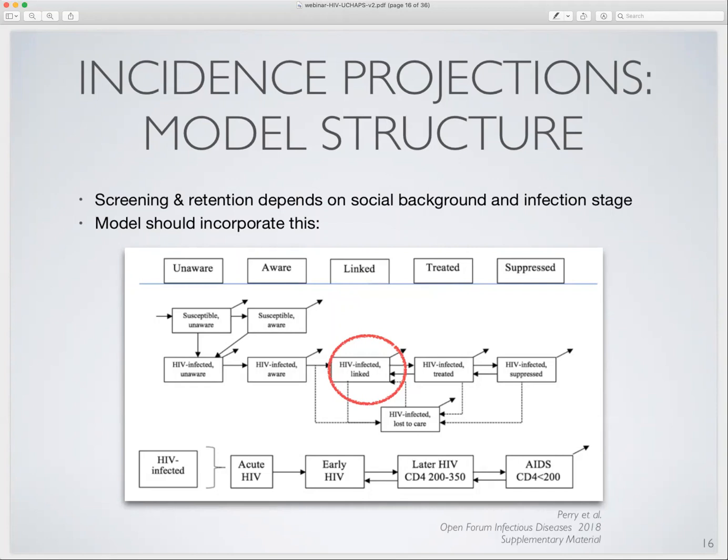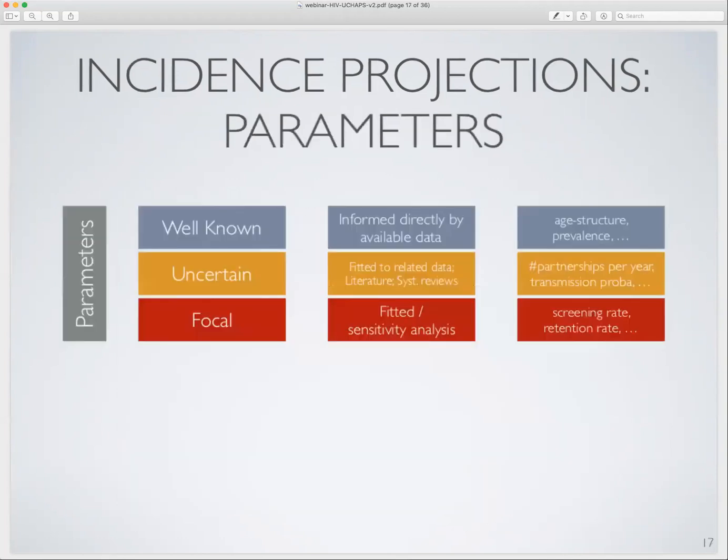and informing many parameters for a model is something that we have to deal with when we model epidemics. And so you can categorize model parameters in three broad types. You have what I would call the well-known parameters. So, for example, the age structure of the population. Okay, that's something that is usually well known. Prevalence, to a certain extent, could also be considered as well known. So these are data that can inform directly the model, okay, from whatever you have available.